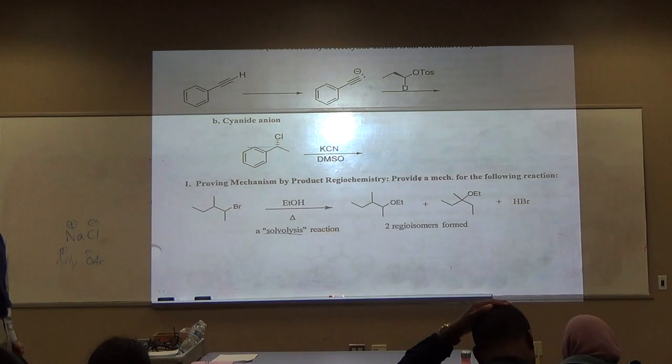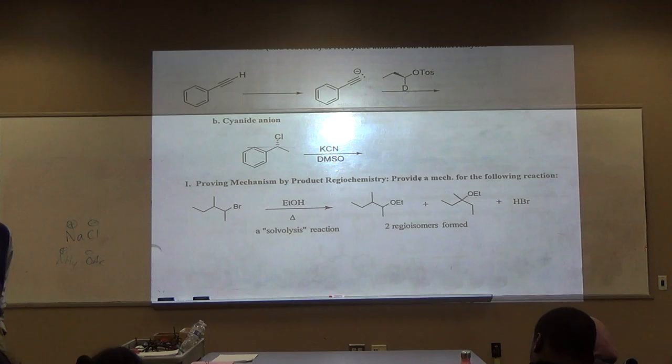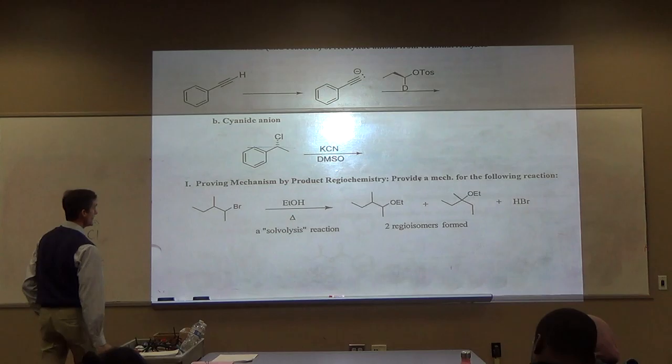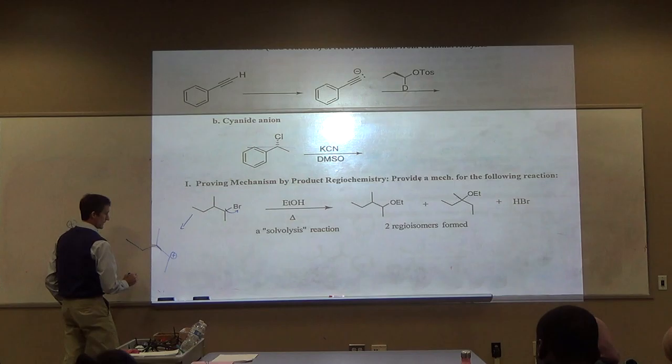Now let's do it. What's the first step of the mechanism? What's the first step of an SN1 mechanism? The bromine leaves. Yes. The group leaves. Now you should have this in your notes. We did this earlier. We called it SN1, and yes, ionization. Plus Br minus.